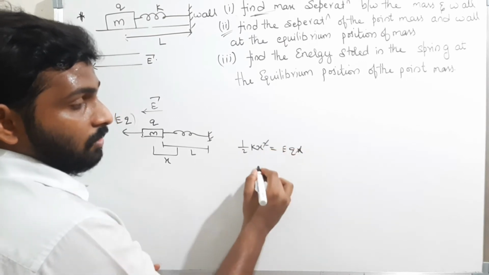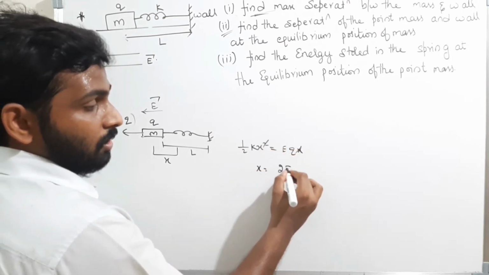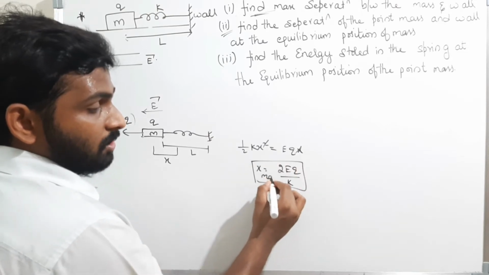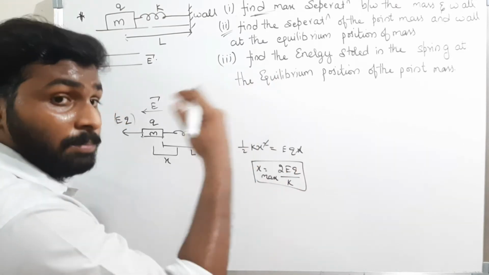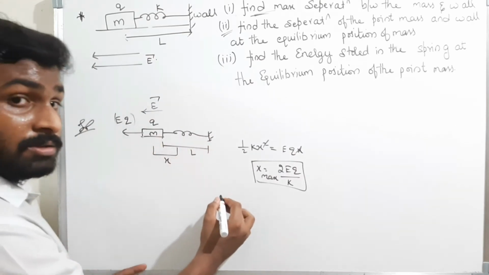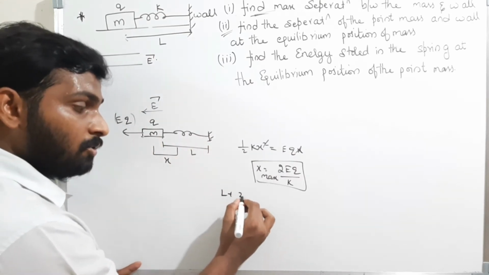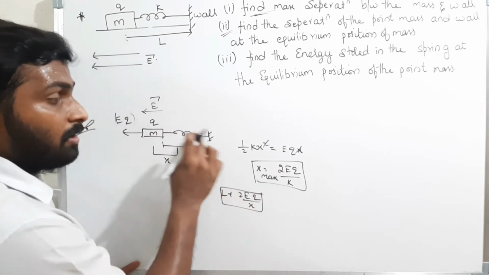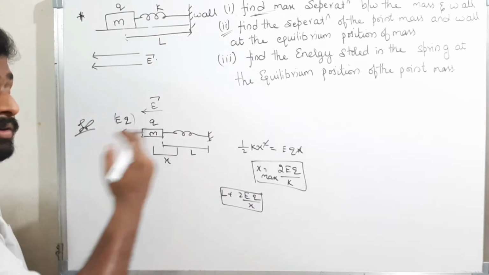Therefore, x cancels out. What is the elongation? That is 2EQ by k. This is the maximum elongation in the spring. Now, what is the maximum separation? Already there is separation L. Now with that x, the maximum separation is L plus 2EQ by k. This is the maximum separation of the wall and the block when I equate the potential energies.